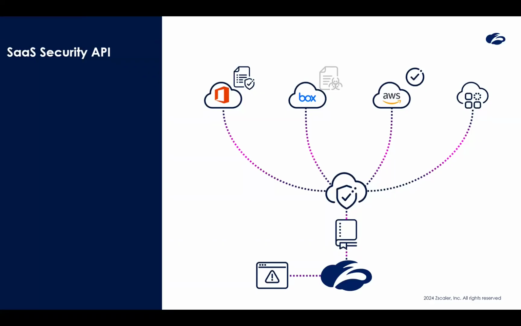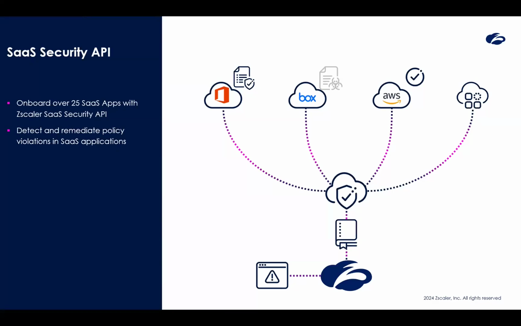To provide out-of-band data protection, Zscaler leverages API connection with different SaaS applications. This is called SaaS Security API. SaaS Security API allows you to onboard tenants. Over 25 SaaS applications are supported. Once these tenants are onboarded, Zscaler can then scan these SaaS tenants to detect and remediate policy violations.